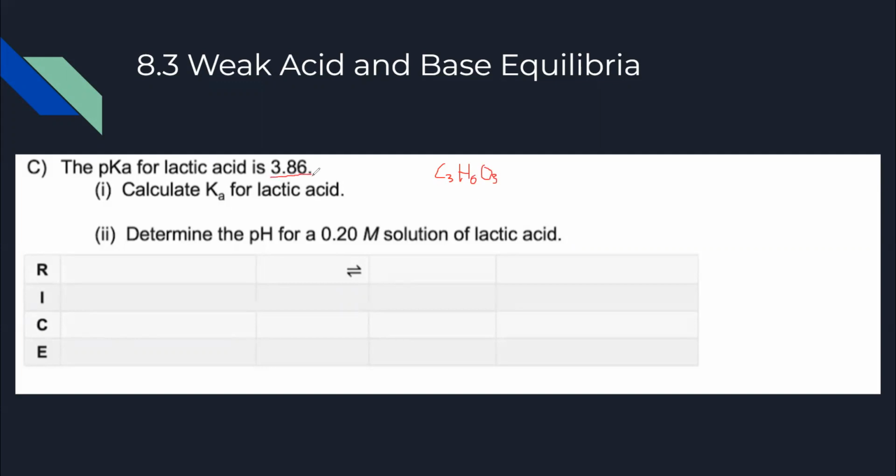You have the pKa, so you can use 10 to the negative pKa to calculate Ka. Then you use 10 to the negative 3.86 and just plug that into a calculator. And you basically get a Ka of 1.4 times 10 to the negative 4. Now it's asking us to determine the pH, so I'll just delete whatever I don't need.